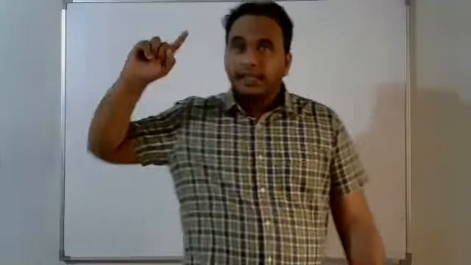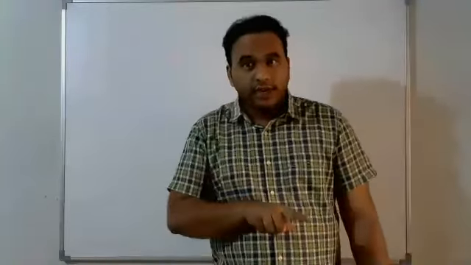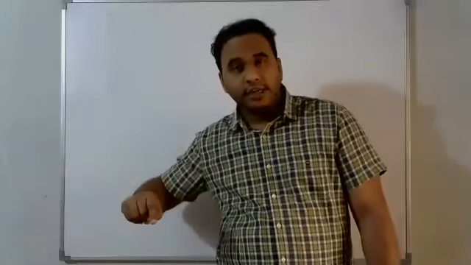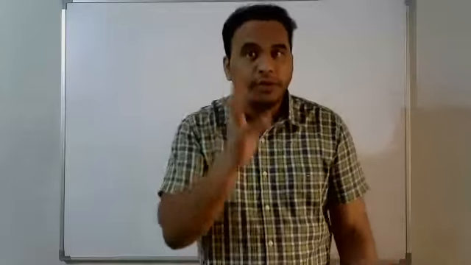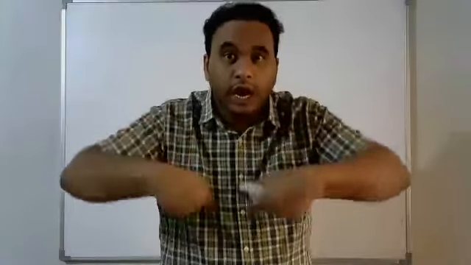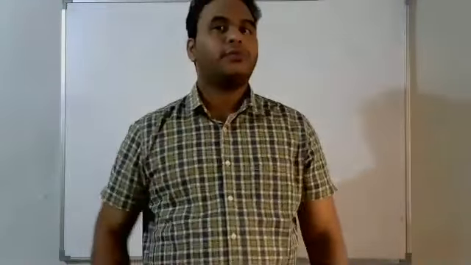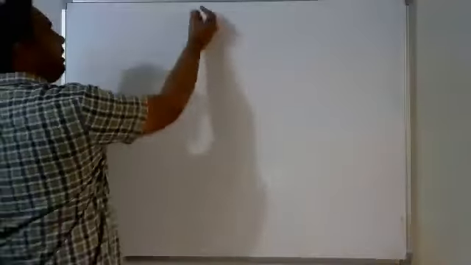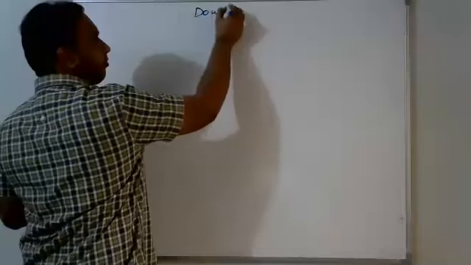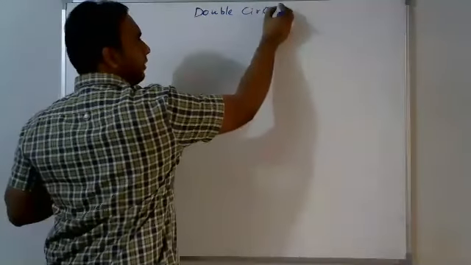Why? Because there are two auricles, two ventricles. Right auricle to right ventricle, the blood has to move. Left auricle to left ventricle, the blood has to move. That means the blood is flowing through the heart how many times? Two times. So that's why it is double circulation. Now we are going to study about it.